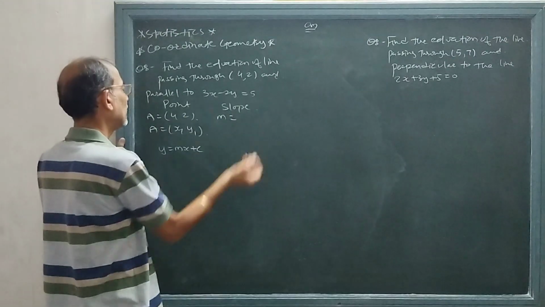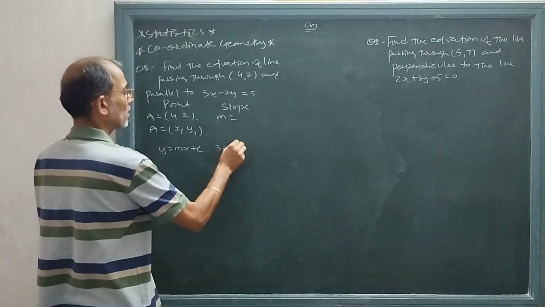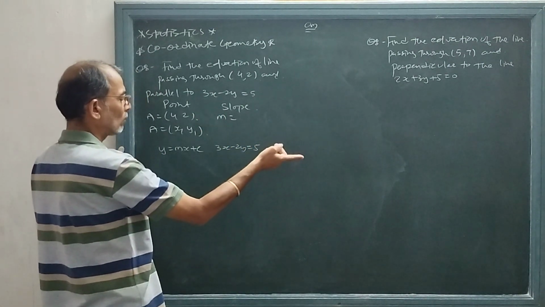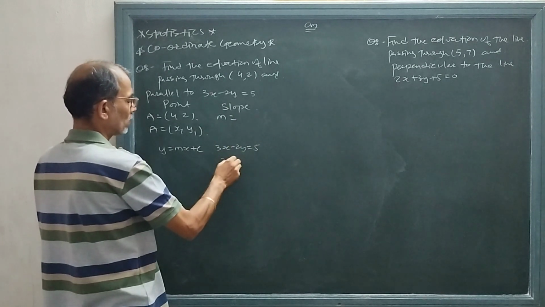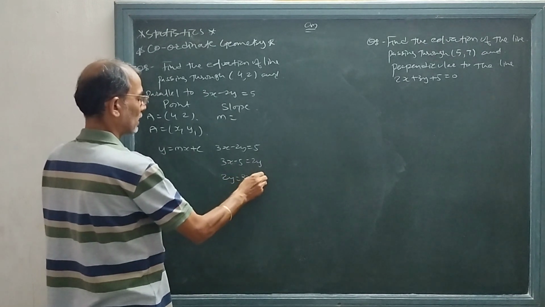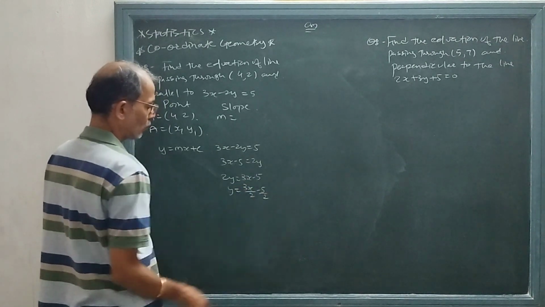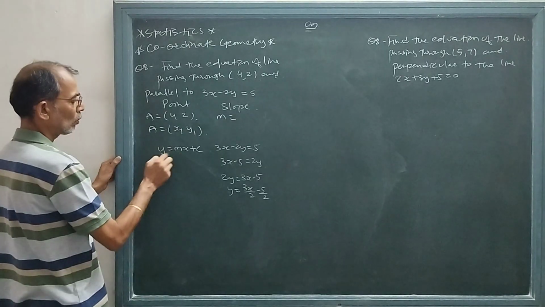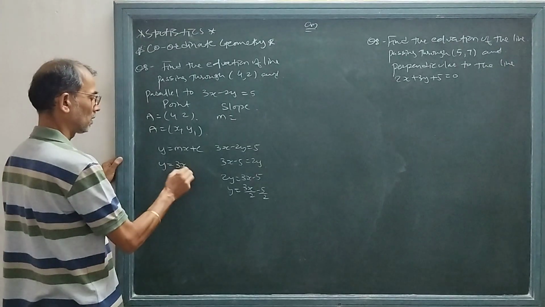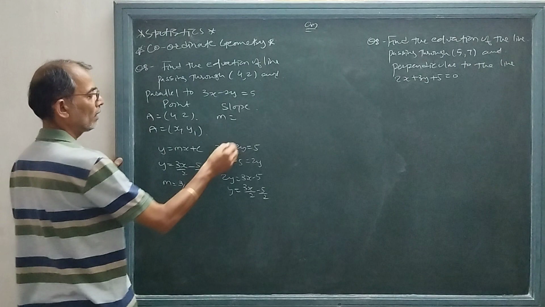Now converting this line into the form y is equal to mx plus c, we have 3x minus 2y is equal to 5. Now bring 2y to the opposite side of the equal sign and 5 to this side. So 3x minus 5 is equal to 2y. That means 2y is equal to 3x minus 5. So y is equal to 3x by 2 minus 5 by 2. Comparing this with y is equal to mx plus c, we can say that m will be 3 by 2.